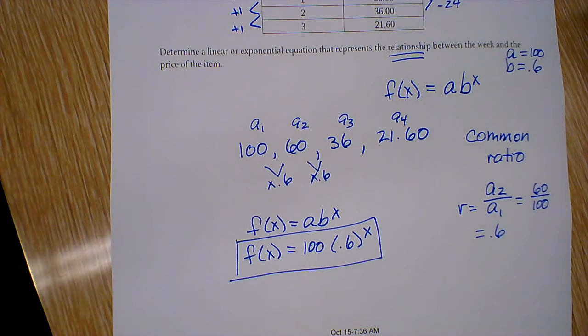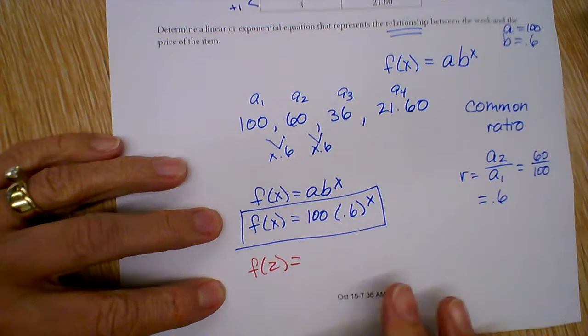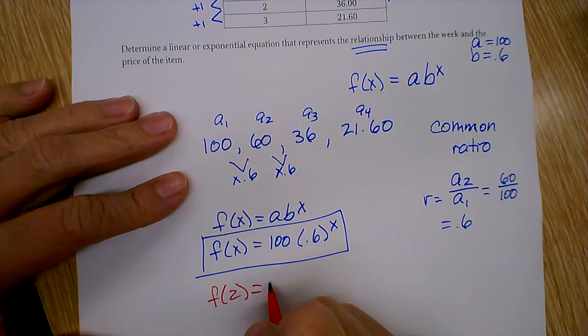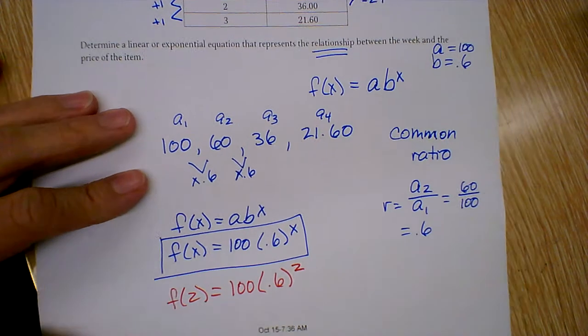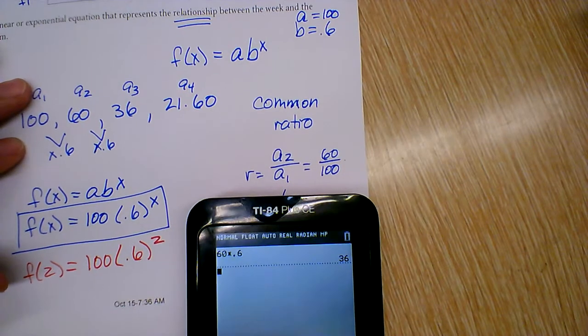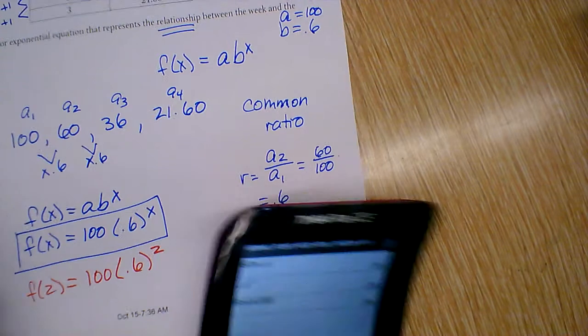Let's try a few to make sure that it works. Let's take f of 2. When we input 2, we should get 36. Let's see if this works. 100 times 0.6 squared. Let's take out the calculator again, even though it doesn't show up very well. And this time we'll take 0.6. I'll raise it to the second power and multiply by 100, and I get 36.